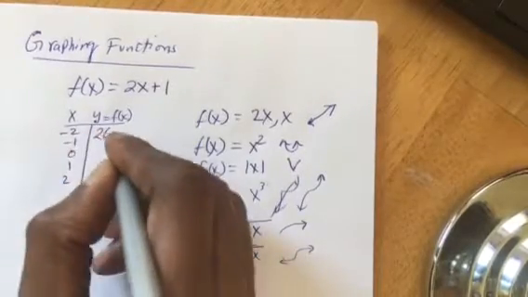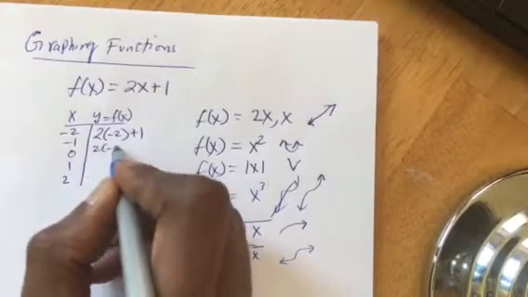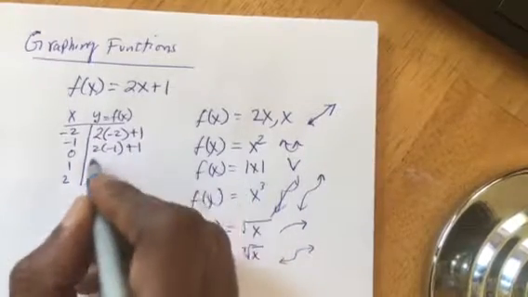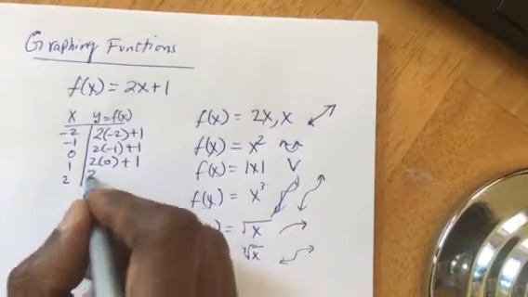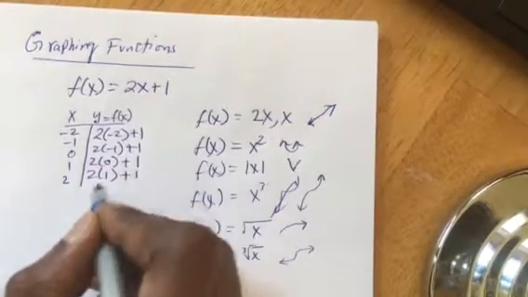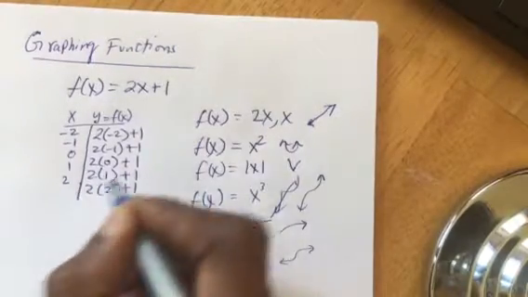2 times -2 plus 1. Then you have 2 times -1 plus 1. Then 2 times 0 plus 1. Then 2 times 1 plus 1. Then 2 times 2 plus 1. And then you simplify this.